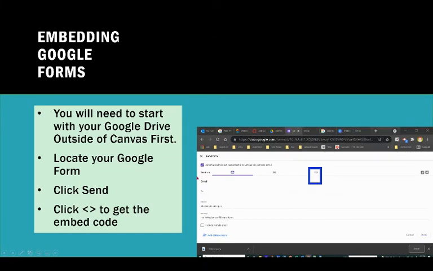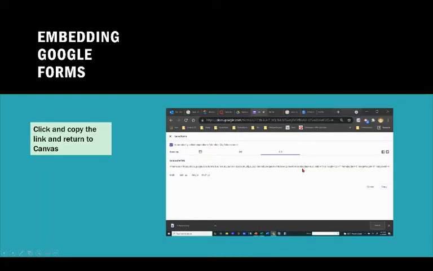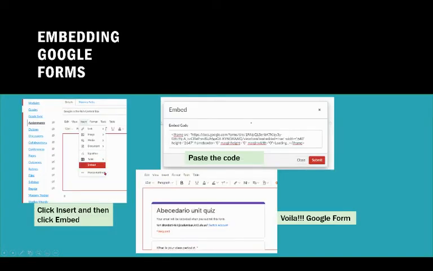So you'll need to start with your Google Drive outside first. Locate your Google Form and then click the Send button. When you click Send, you get the email, the link, but you also get this box right here. This means embed. So click that, and it's going to give you a link to copy. Copy it and return to Canvas. Then you're going to click Insert and Embed this time, and paste the link that you just copied back in your forms. And then it will insert itself. You will have a voila, Google Form.